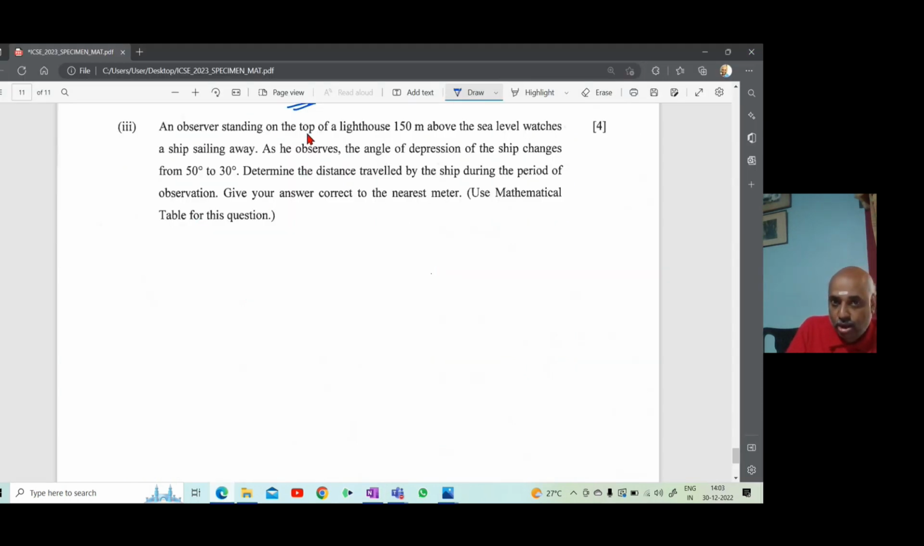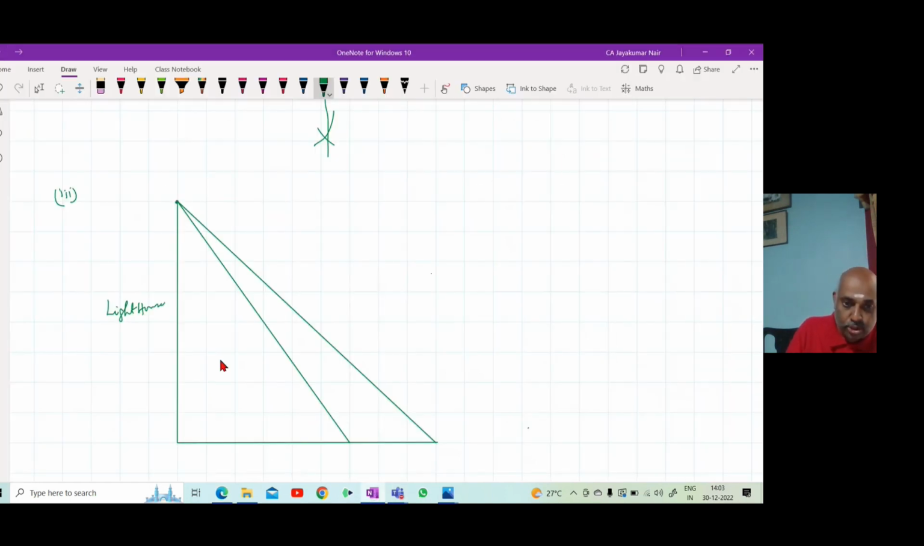An observer standing on the top of a lighthouse 150 meters above the sea level. So this is the sea level, and this is 150 meters. You find the angle of depression, because you're looking down. This angle of depression, you're finding it to be 50 degrees, and the ship is sailing away, and the angle of depression has changed from 50 degrees to 30 degrees.